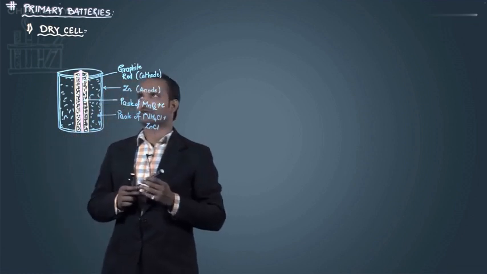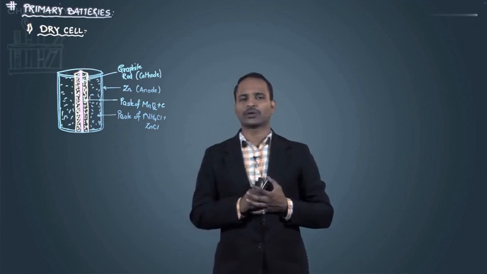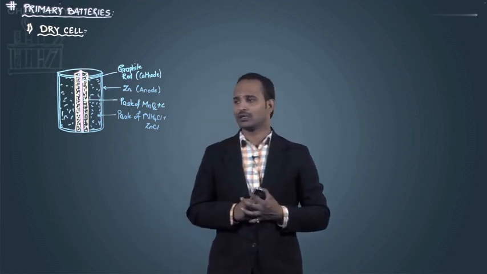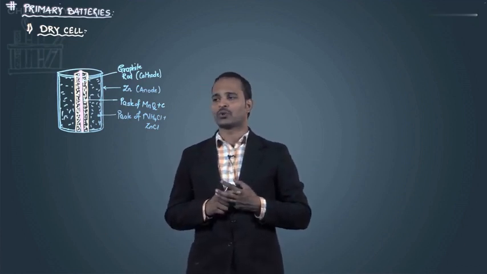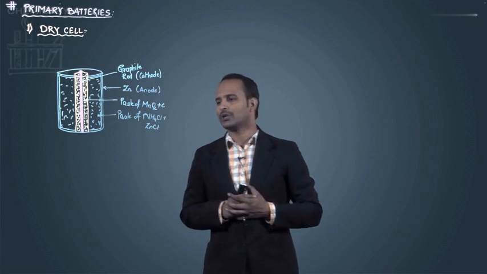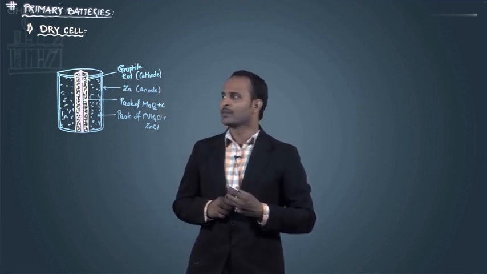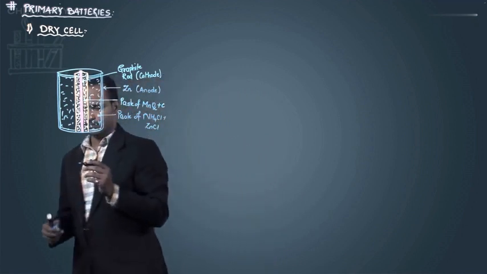It is named the dry cell because, generally, the electrolytes we use in any galvanic cell or electrolytic cell are in a liquid state. But here the electrolyte, ammonium chloride and zinc chloride, is not purely in a liquid state, but in a paste form. Now let's see how it works.